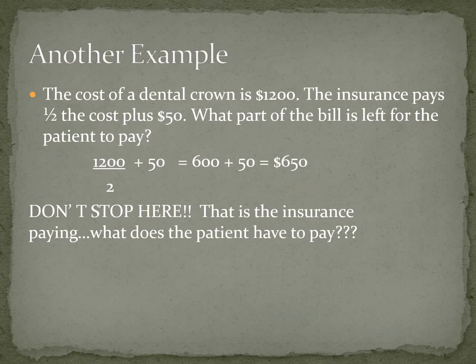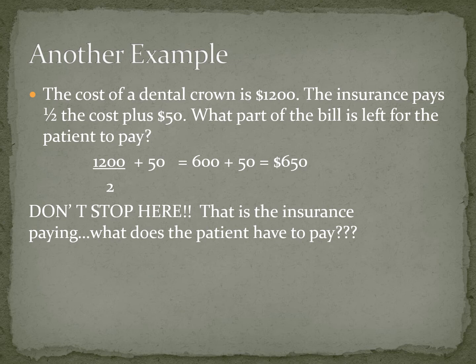Alright, and again, make sure you're reading your questions thoroughly, because this particular one's a little bit tricky. There's almost like 2 parts to this question. You have a cost of a dental crown being $1,200. The insurance pays a half of it plus $50. What part of the bill is left for the patient to pay? So you have $1,200 divided by 2, that gives you $600, plus the 50. Okay, so $650 is what the insurance is going to pay.